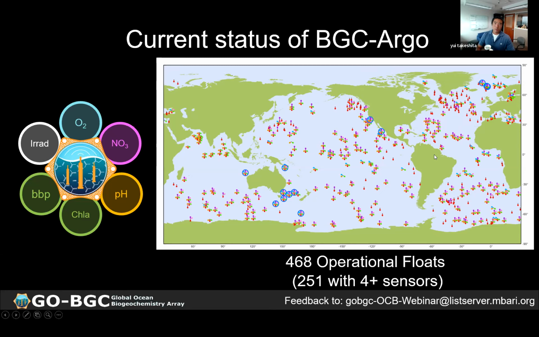In this 1,000 float array, GO-BGC, or the Global Ocean Biogeochemistry Array, is an NSF-funded project that we have proposed to deploy 500 biogeochemical Argo floats worldwide over the next 5 years, I guess the next 4 years at this point. Out of the 1,000 floats, the US is planning to deploy and maintain about half of the array, which is about the same proportion as core Argo. GO-BGC is a major contributor to the global biogeochemical Argo program and the US contribution of it.